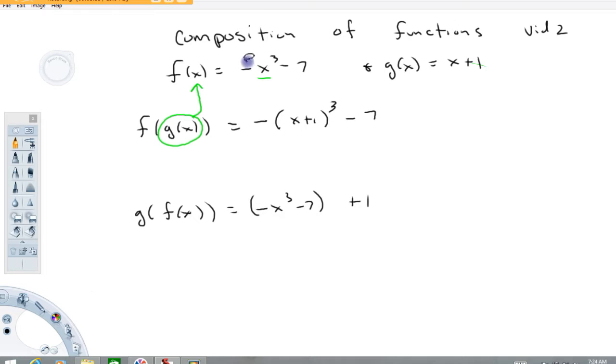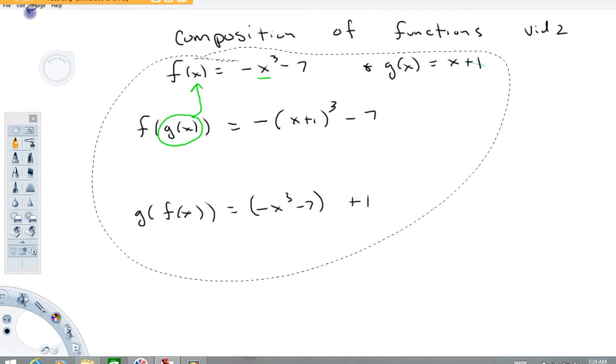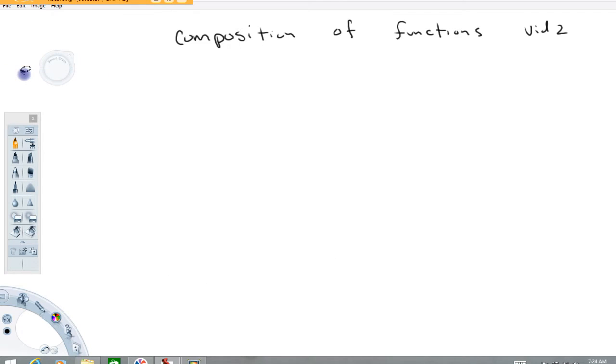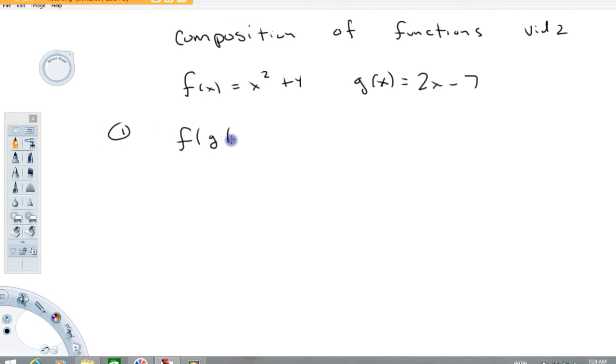Next examples. Now, it says in the notes here, let f of x equal x squared plus 4, and g of x is equal to 2x minus 7. And we're going to find a bunch of things, starting with f of g of 3.